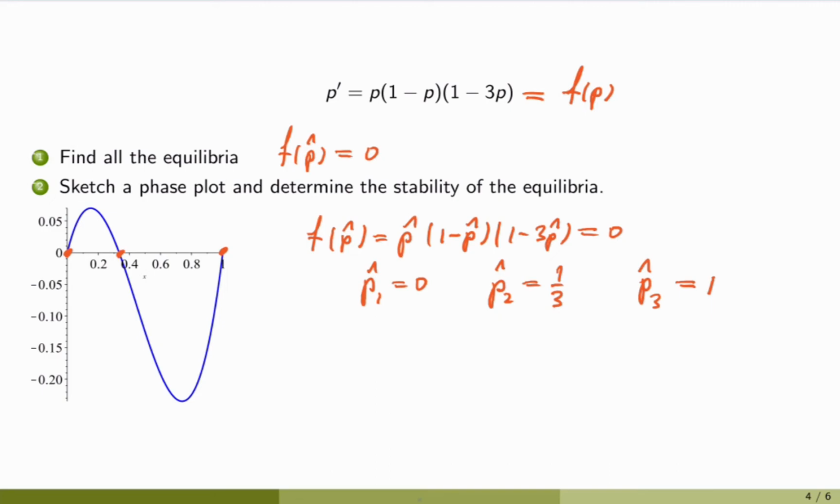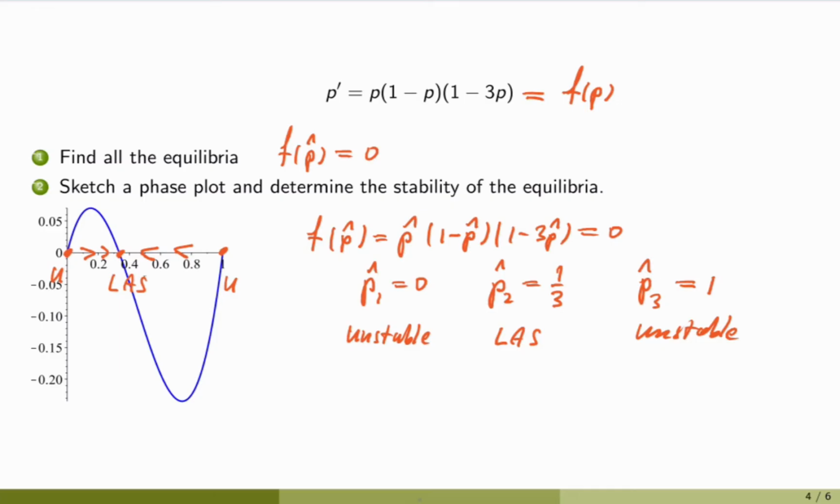Sketch a phase plot and determine the stability of the equilibria. Well, the function is right here. For the phase plot I add my little arrows. That's negative. This guy will be unstable. This is locally asymptotically stable, and this is unstable. So this guy is unstable. This is LAS, and this is unstable.